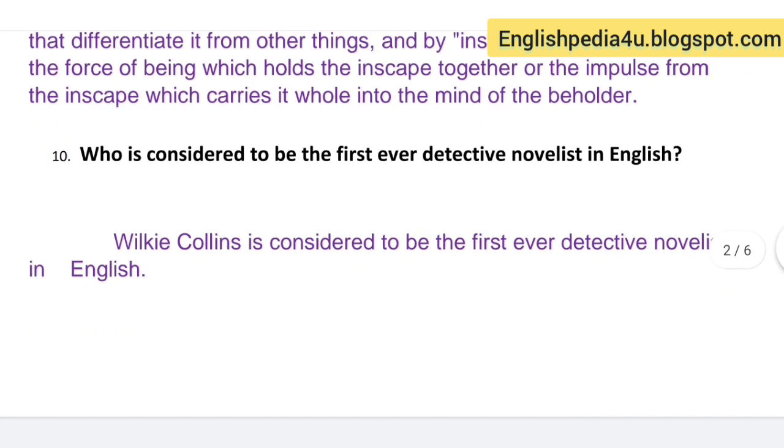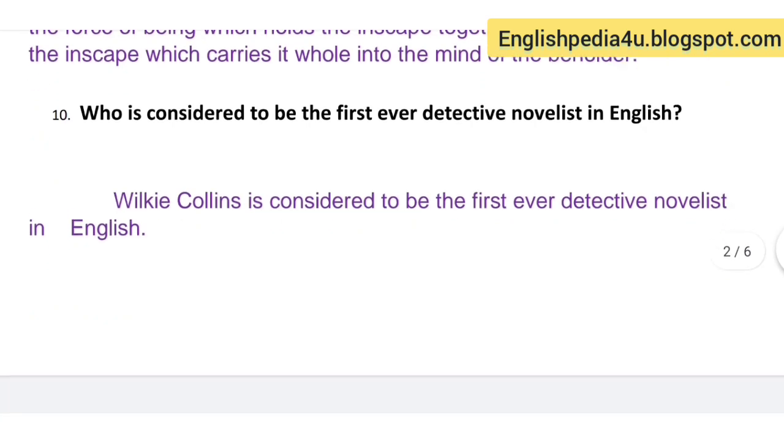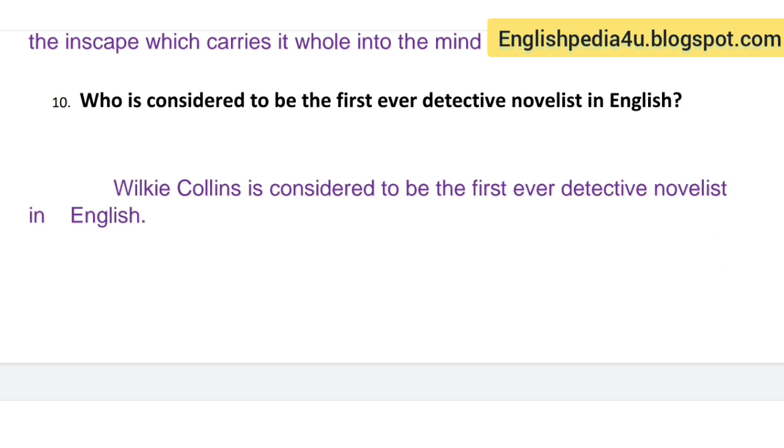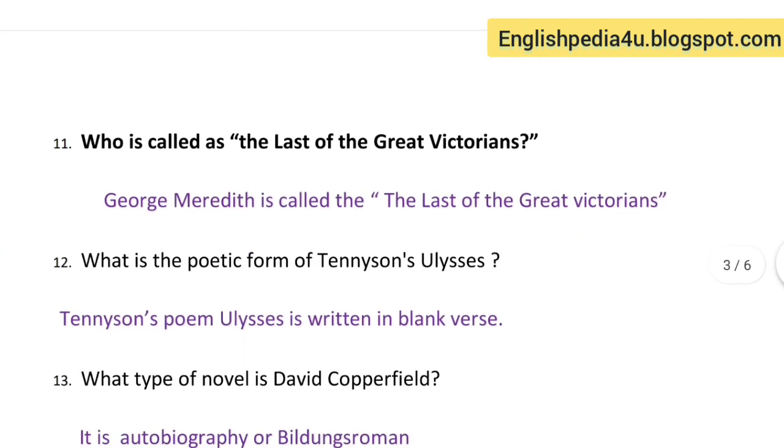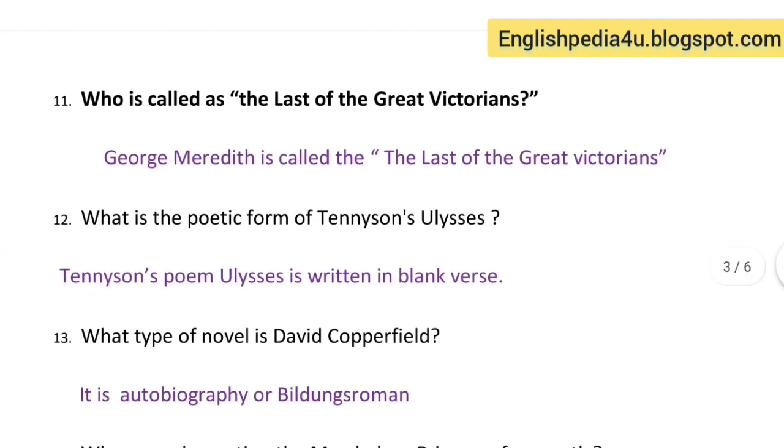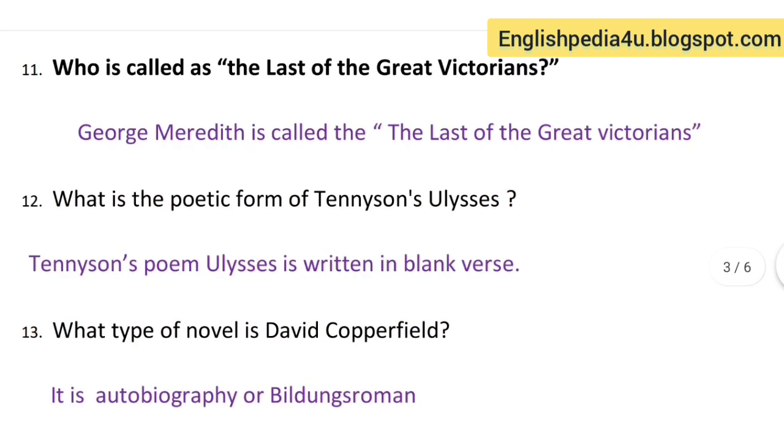Next, question number 10. Who is considered to be the first ever detective novelist in English? Wilkie Collins is considered to be the first ever detective novelist in English. Who is called the last of the great Victorians? George Meredith is called the last of the great Victorians.